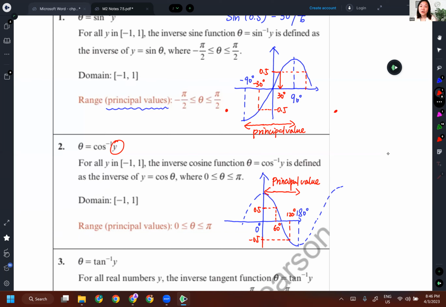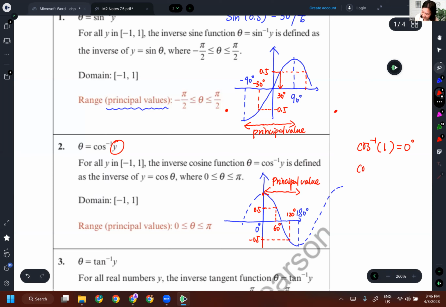This is also built into your calculator. If you type in inverse cosine 1, you will get 0 degrees. If you put inverse cosine negative 1, you will get 180 degrees. Although negative 180 also gives you cosine negative 1, the outcome is the principal one. The principal angle is 180 degrees.